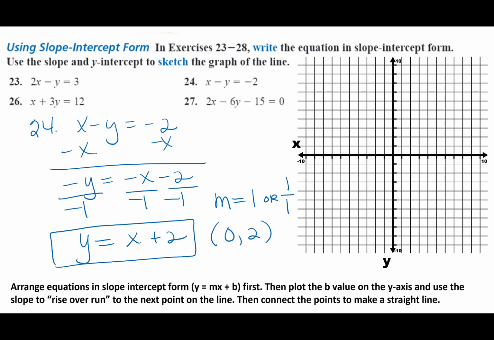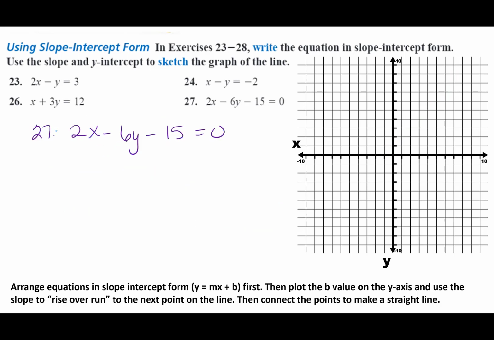The first thing is we're going to plot 0, 2 on the y-axis right here at positive 2. And then we'll rise up one, over to the right one, and you can see this is easier. This is an easy pattern to follow. And that's about enough dots, and we'll connect that line. So this is the picture of the line of the equation y equals x plus 2. Okay, let me show you one more.